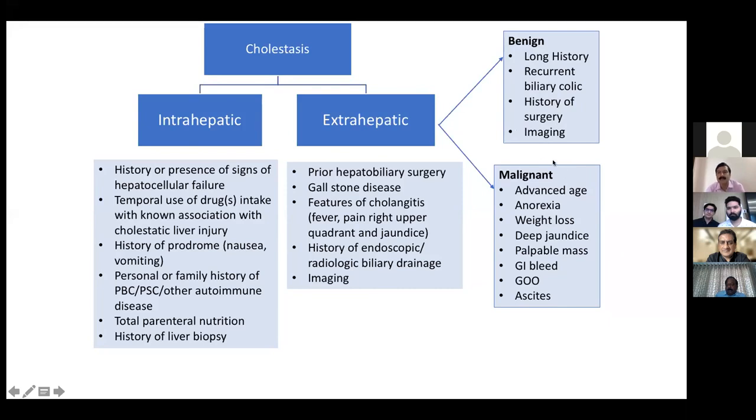If you consider malignancy as a cause of extrahepatic cholestasis, then most of these patients would have severe constitutional symptoms. Advanced age would also favor malignant disease. If there is very deep jaundice, then obviously you should think of malignancy first. Presence of a palpable mass and some relative points like GI bleed, gastric outlet obstruction, and ascites would also point toward malignant causes of extrahepatic biliary obstruction.